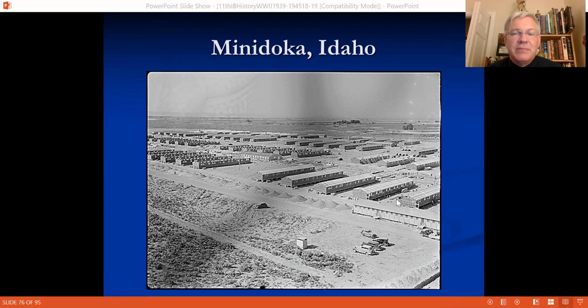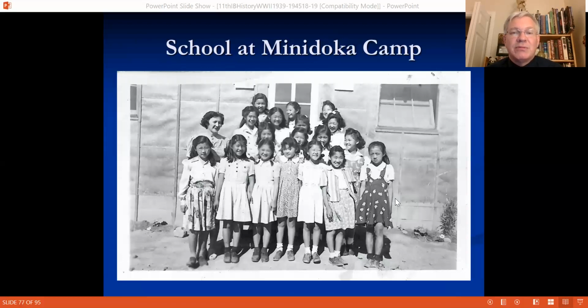So you live there with your family. Do they have school? Oh yeah, they had school. Oh, they're all excited, except for her, she doesn't look too excited. But these are Japanese Americans in the Minidoka camp. Girls attending school. Yeah, putting the best face on everything. Definitely a massive prejudice as a result of this.